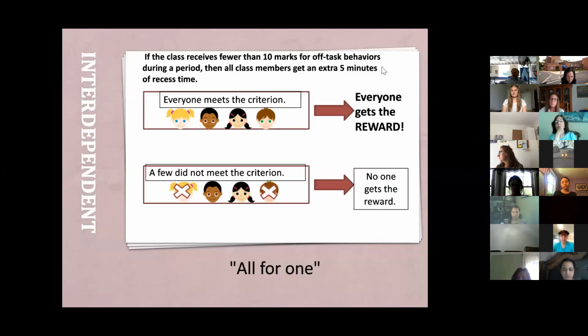An example of this would be if the class receives fewer than 10 marks for off-task behaviors during a period, then the class members get an extra 5 minutes of recess time. So as you see at the top, everyone was able to meet the criterion, so everyone will get the reward. But on the bottom, you see a few did not meet the criterion, so unfortunately, no one in that group is going to get the reward. So again, this is why we call this group contingency all for one.